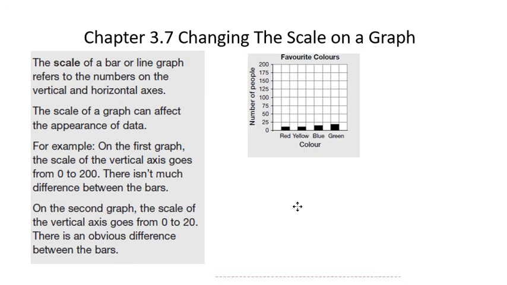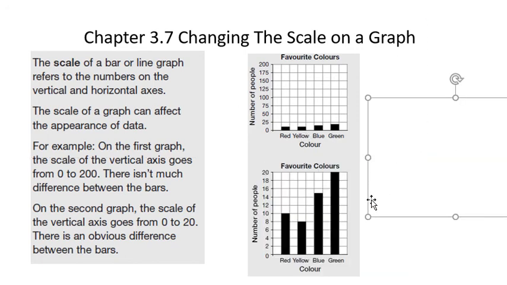However, if we take the same data and we regraph it on this second graph, which is showing the exact same data, we've changed the vertical axis. Instead of going from 0 to 200, it now goes from 0 to 20. And each one of these hash marks is now a change of 2 instead of a change of 25. So here we're counting by 2s, 0, 2, 4, 6, 8, and so on, instead of 0, 25, 50, 75.